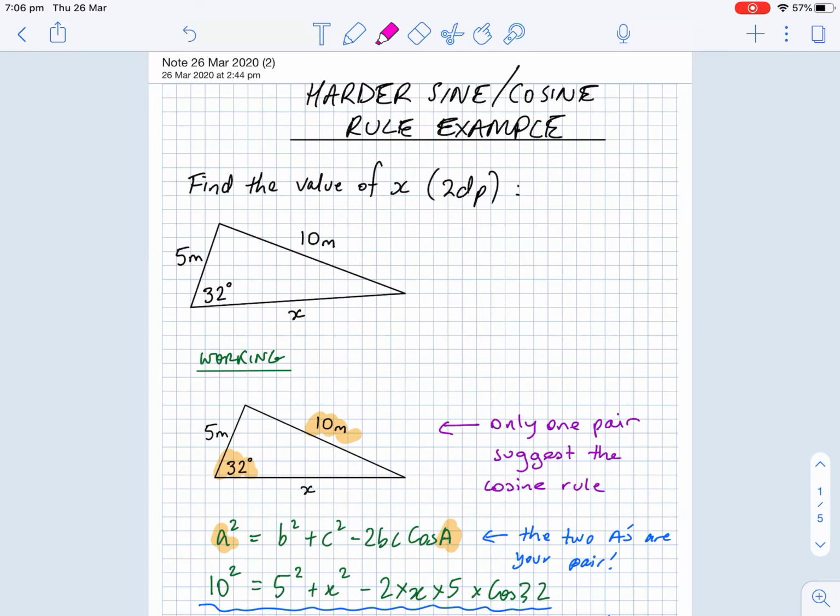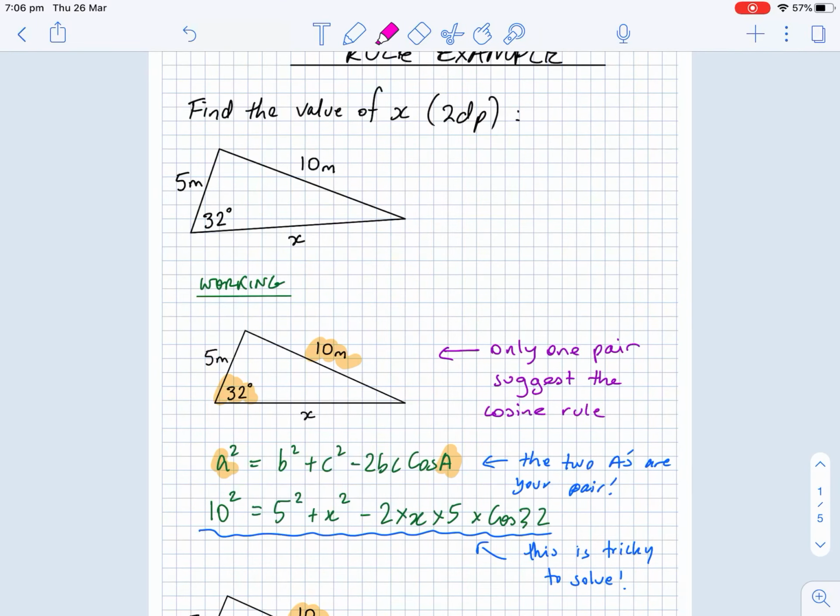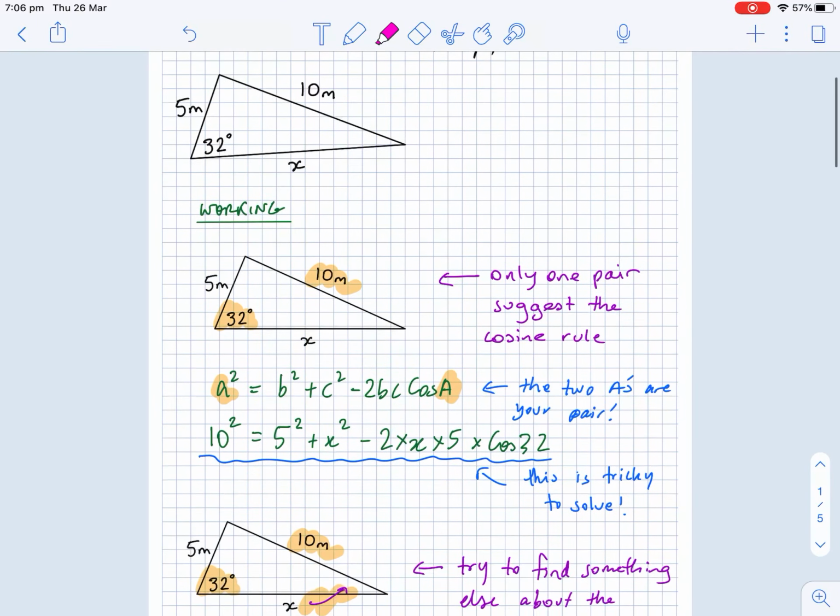Now, lots of people see that they've got three pieces of info, and that's what you need for the sine or the cosine rule. So that's great. But the problem is that the particular angles and sides I've given you aren't quite in the right positions to deal with a basic sine or cosine rule formula. So let's show you why this is the case and why there's a bit of a problem here.